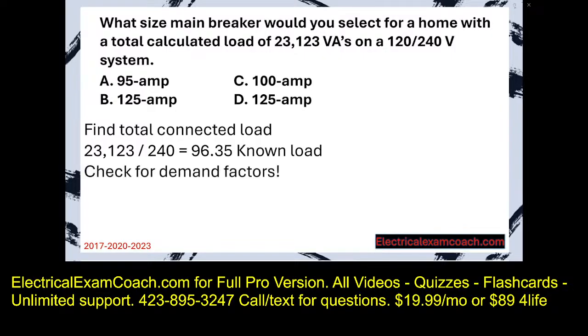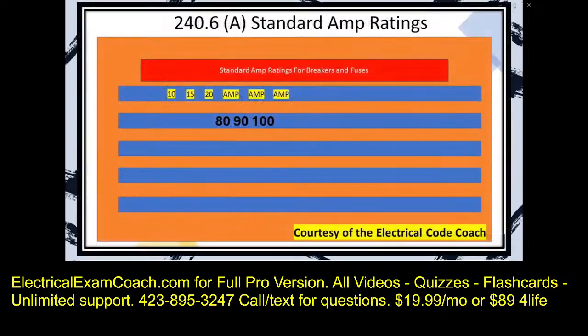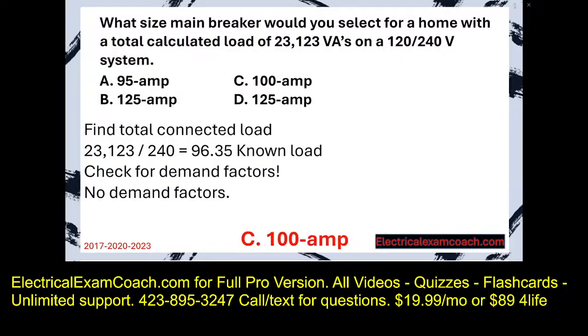Now we check for demand factors. Because this load calculation was already performed, there are no more demand factors to do. They were done along the way, right? We would have performed our range demand factor, our dryer demand factor, and then now we have this total lump sum of 23,123. So all we have to do is divide by 240, and there are no demand factors. Now that we have our known load, we head to table 240.6(A), and we choose the next size up. And in this case it is going to be a 100. Great job.